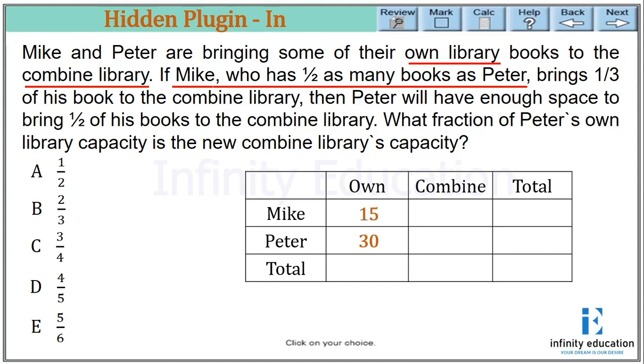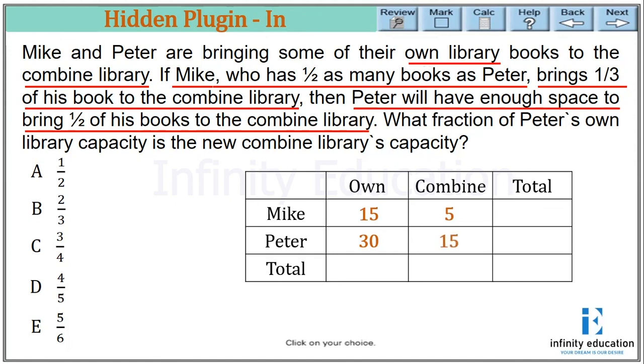Now Mike brings 1/3 of his books to the combined library. So 1/3 of 15, that is, Mike is bringing 5 books to the combined library. Then Peter will have enough space to bring half of his books to the combined library. So Peter has 30, and Peter can bring half of 30, that is 15 books.